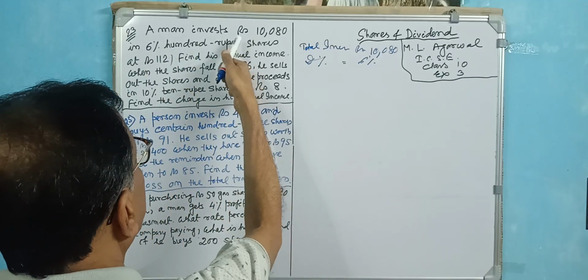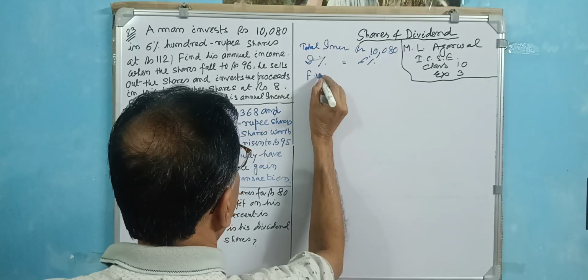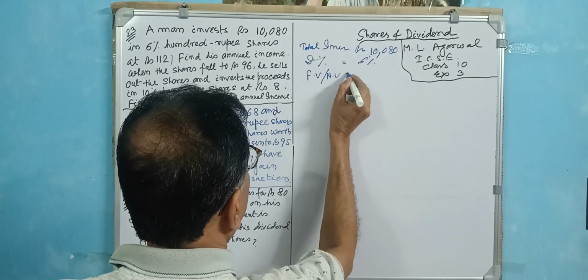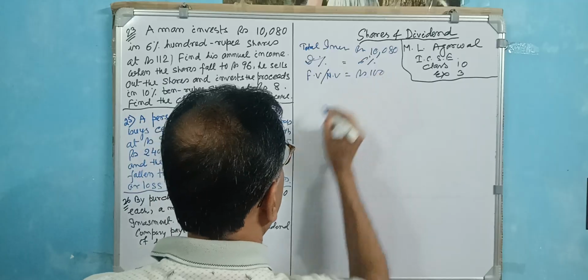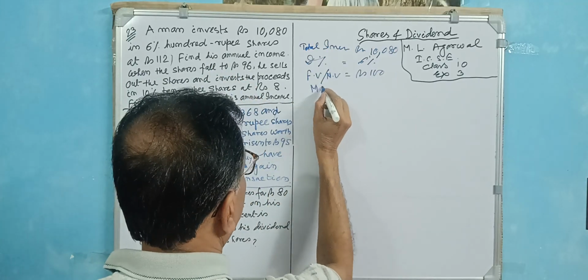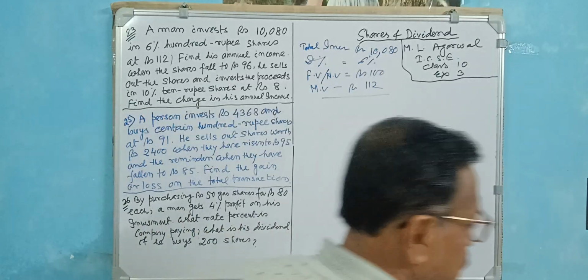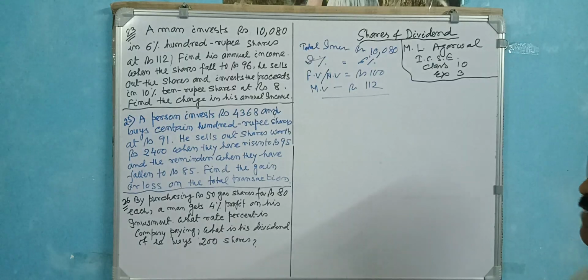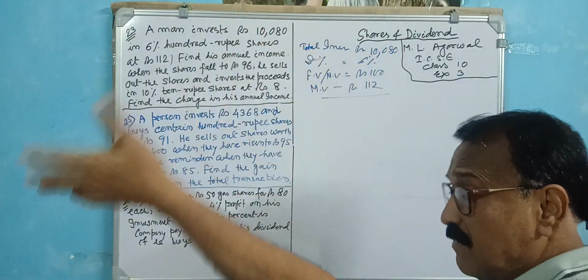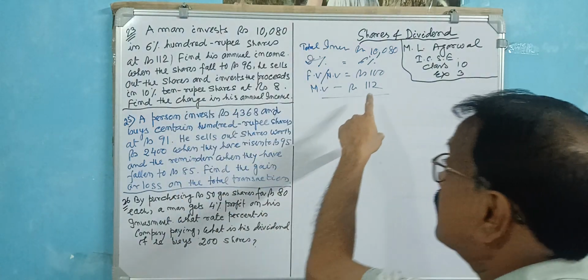A man invests rupees this in a 100 rupees share. That is the face value or nominal value. This is rupees 100. That is the information given. Rupees share at, this means the market value. Okay. A man invests this in a company. The dividend declared is 6%. The share's nominal value is this, but market value is this.